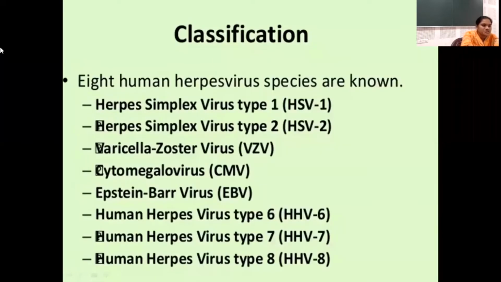Then classification. Eight human herpes virus species are known. Herpes simplex virus type 1, type 2, varicella zoster virus, cytomegalovirus, Epstein-Barr virus, and human herpes virus type 6, 7, and 8.